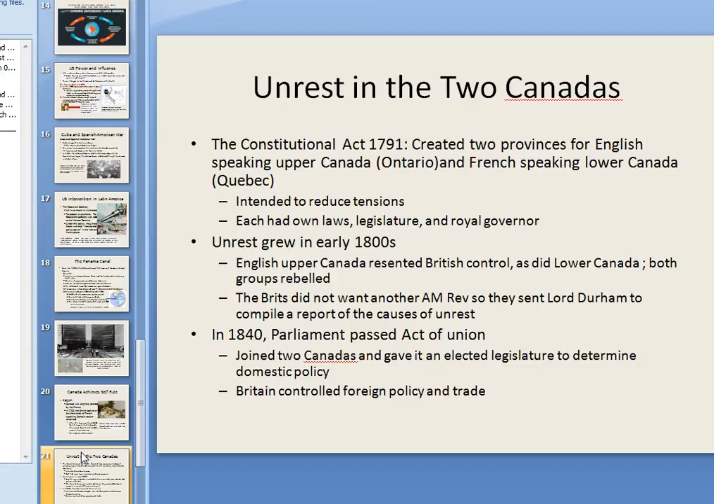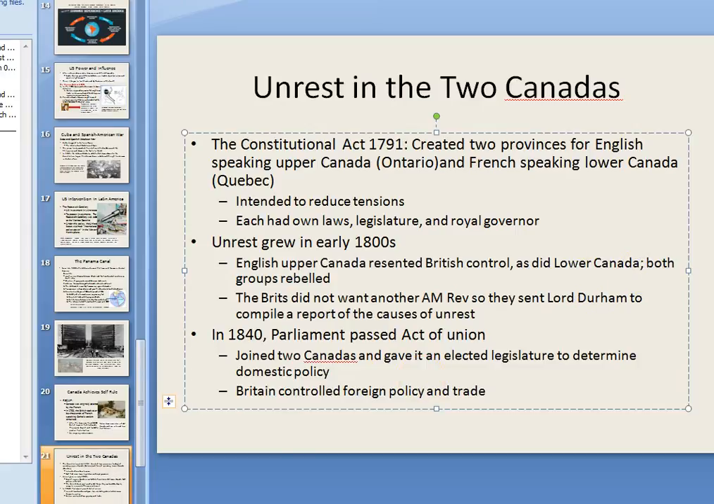The English-speaking Canadians in Upper Canada resented British control. And so did the French-speaking part of Canada, Lower Canada. So both groups rebelled. And the Brits did not want another American Revolution. They learned from that experience. So what they did is they sent Lord Durham to compile a report of the causes of unrest.